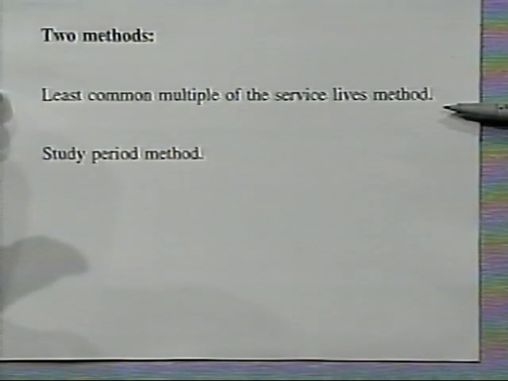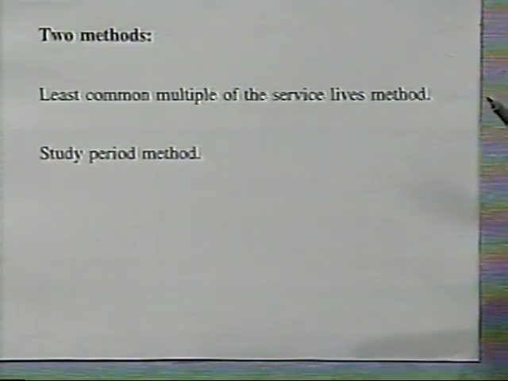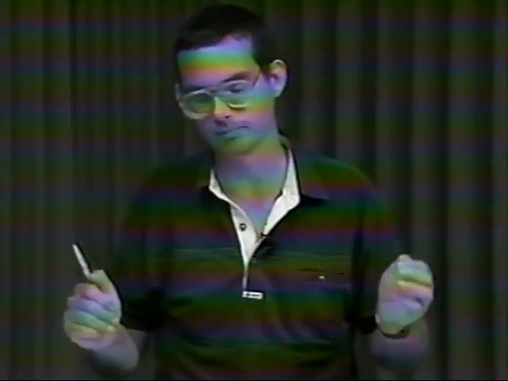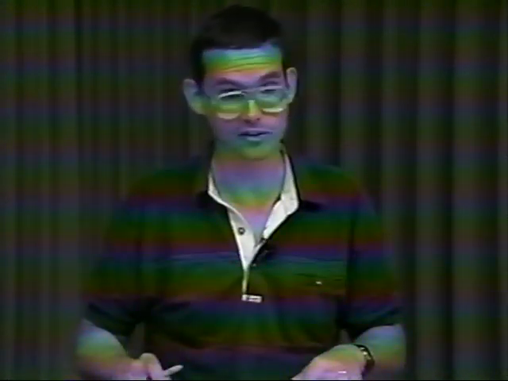Now, it turns out there are two methods for dealing with this problem. The first one is called the least common multiple of the service lives method. The second one is called the study period method. When we did the first problem involving just the two alternatives, we chose a study period, if you like, of 10 years. And in fact, both of these can be considered choosing a study period. But the idea behind the least common multiple of the service lives method is to choose one that gives an even multiple of the service lives so that the present worth can be properly compared.